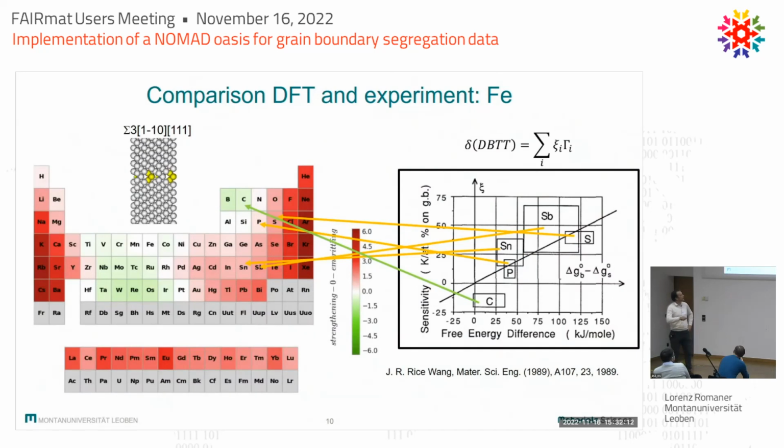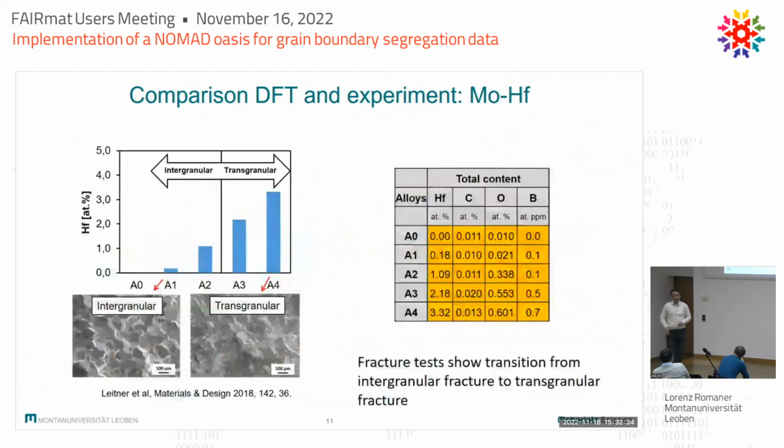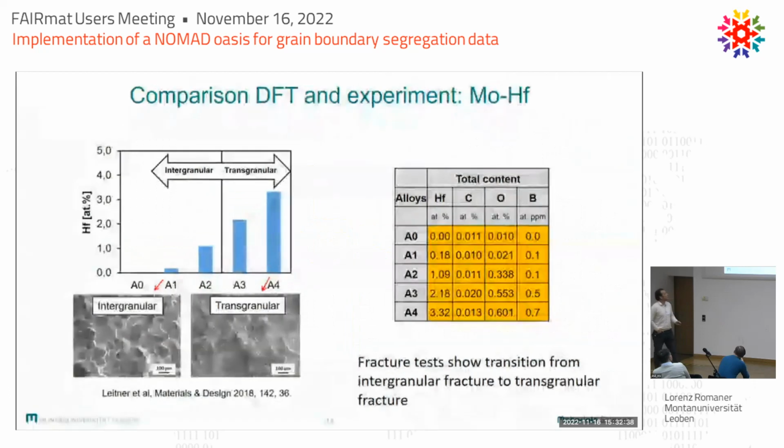And this is an early work actually from '89, where they have already identified these solutes as bad, cohesion weakening elements, and we see that we have quite good correspondence, and we also get carbon here as a good element, as it was already identified previously. So here is another example showing you that we can actually describe this cohesion effect quite well.